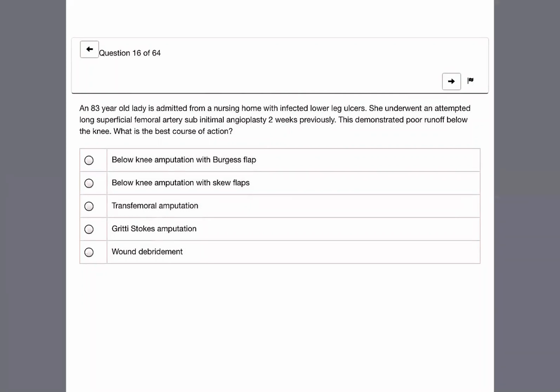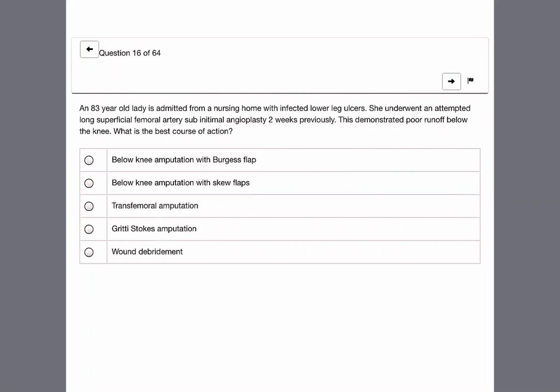Okay, let's make it simple. There is occlusion in the superficial femoral artery with no distal runoff. What's your surgical option for her? You answered right in the chat. Femoral occlusion is above knee amputation, because no distal runoff means that the popliteal is occluded.